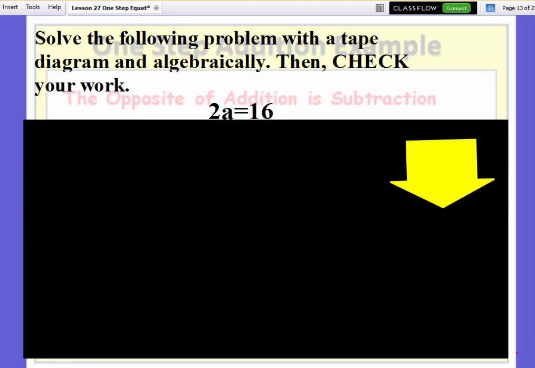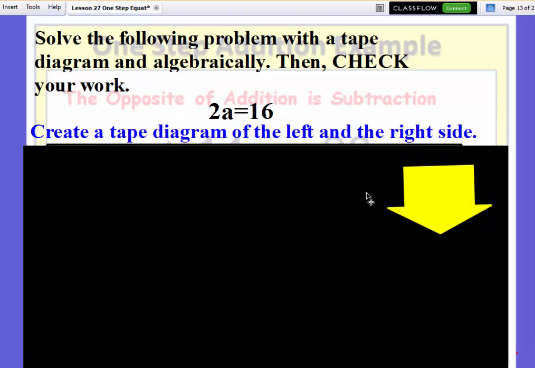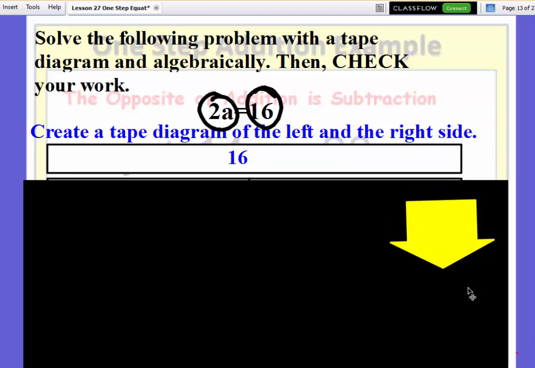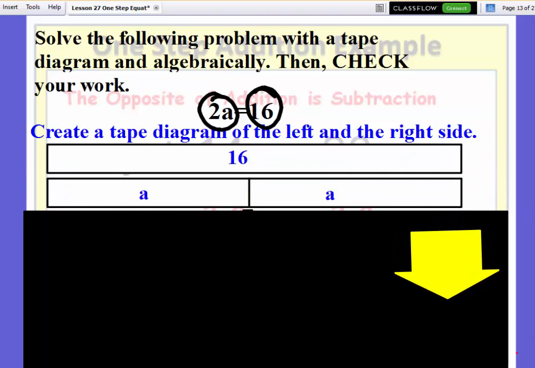Alright, let's take a look at this problem. We're going to do the same thing: solve it with a diagram and then solve it algebraically. So I have 2 times a equals 16. My first step is I'm going to create that tape diagram of the left and right. My left side is 2a, my right side is 16. They're going to be equivalent, the same length. Here is my 16, here is my 2a.